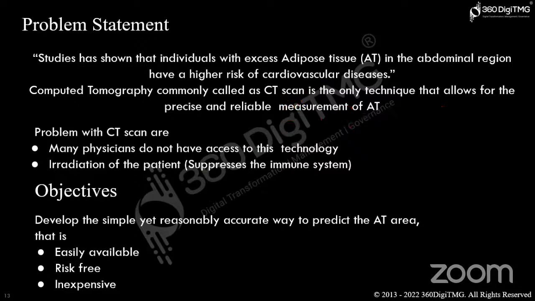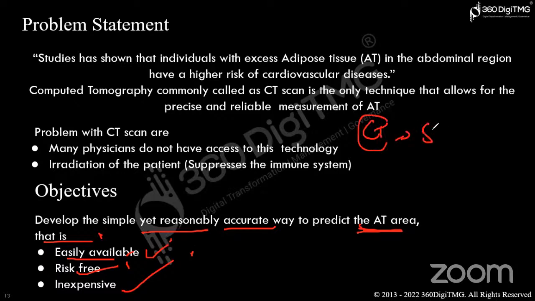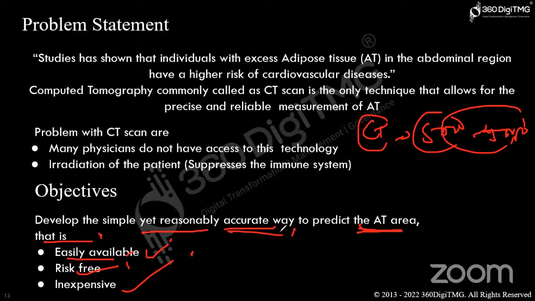So what is the objective of our problem? The business objective of this use case is to develop a simple yet reasonably accurate way to predict the adipose tissue area that is easily available, risk-free and inexpensive. A CT scan will cost a minimum of 5,000 to 50,000 rupees. So it is very costly. So you should come up with a reasonably accurate way to predict the adipose tissue area.